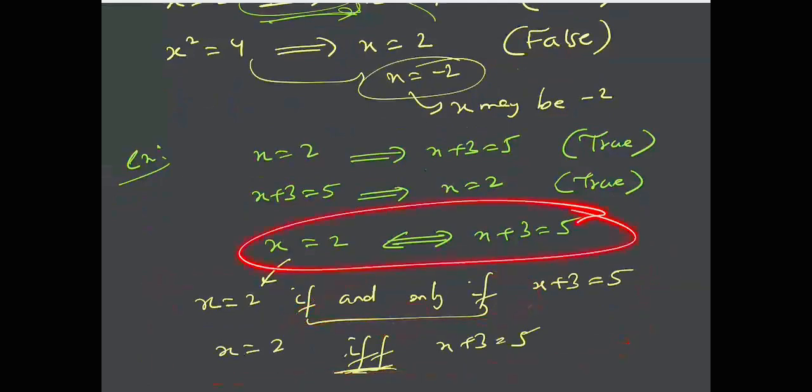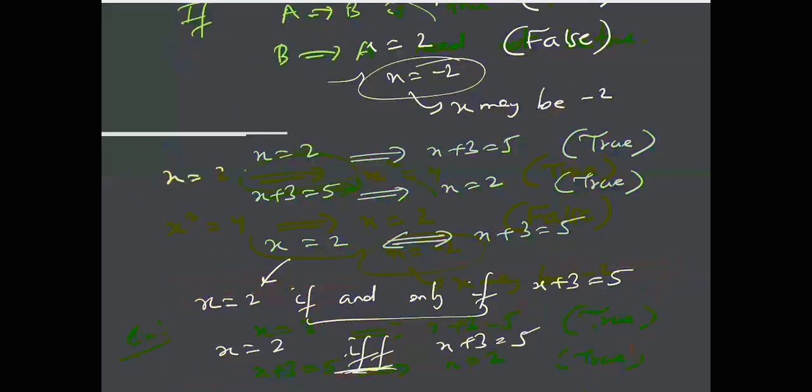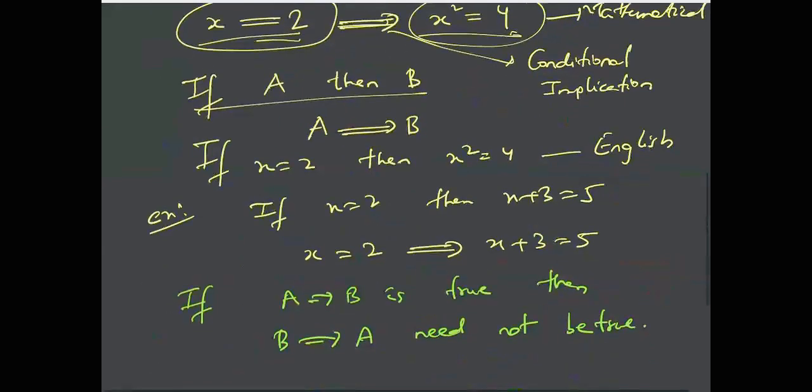And in mathematics, you write it in this way. This is the notation for biimplication. That x is equal to 2 implies x plus 3 is equal to 5, and x plus 3 is equal to 5 implies x is equal to 2. So this statement is true in both the directions. And this is the English way of writing this statement. So you just copy these things down.